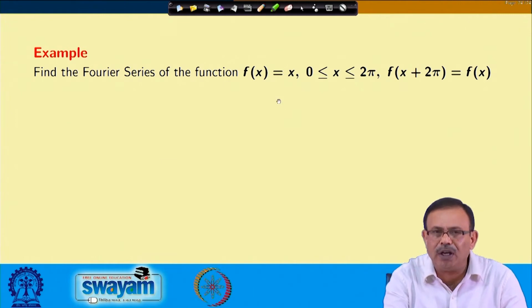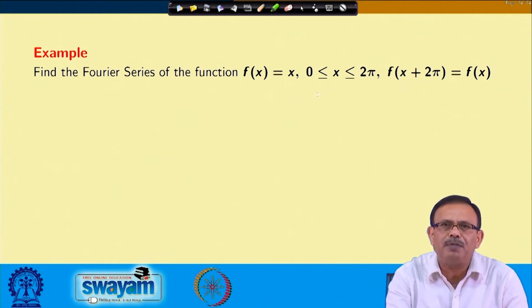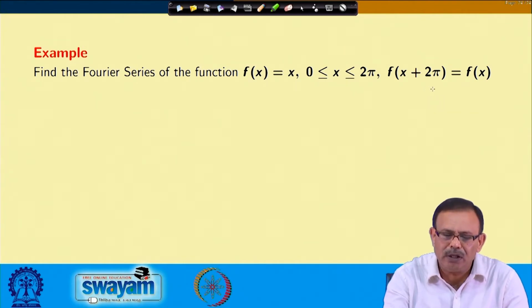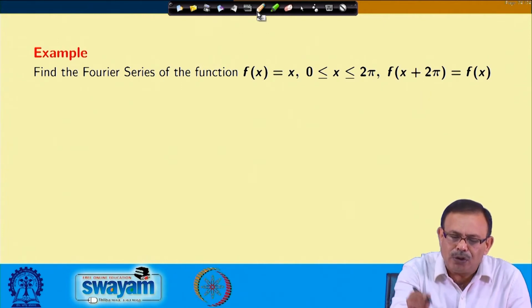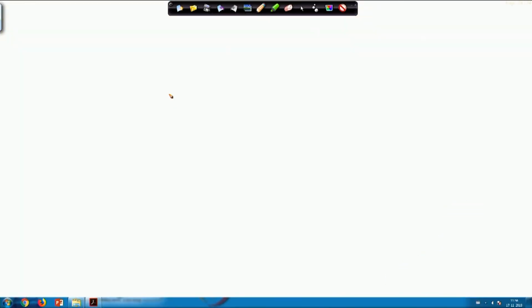Let us take a function f x equals x, where x lies between 0 to 2 pi, and it is a periodic function with period 2 pi, that is f of x plus 2 pi equals f x. So, here I am directly writing a naught equals 1 by pi integral 0 to 2 pi f x dx, and if you calculate it with f x equals x in 0 to 2 pi, it will become 2 pi.